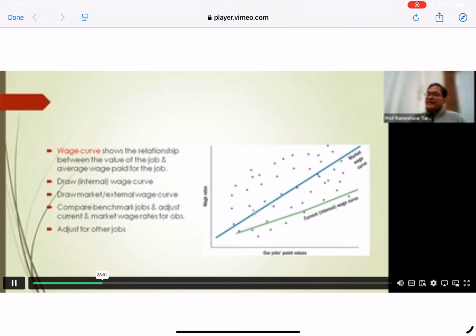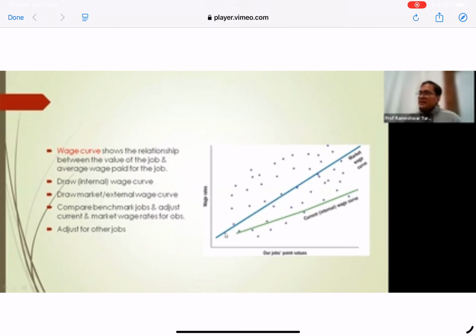For that, you need data from the market. There are companies which sell this data for a particular industry, say the software industry. What are the different pay rates available? So companies purchase this data from the companies which provide it. So this will be purchased from outside. So you have this knowledge.